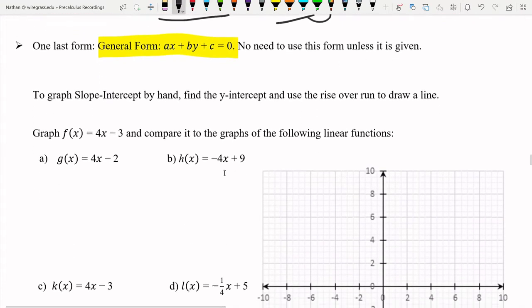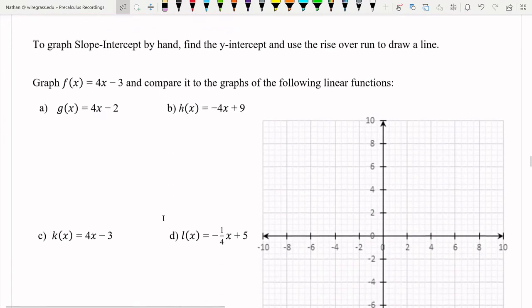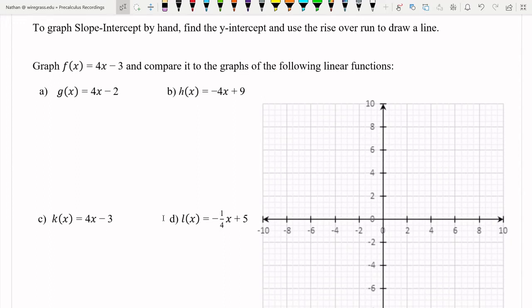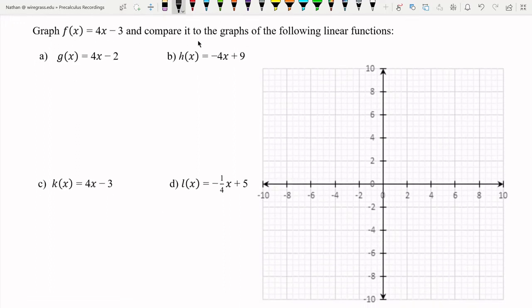Okay, the slope-intercept form, like I said, is one of the most useful, because not only does it have the most important information readily there, if you need to graph it by hand, which I don't know why you would need to, it's very, very easy to graph. So we're going to graph this first function here. f of x equals 4x minus 3. Very easy to graph. All we've got to do is find the y-intercept, which is at negative 3. That's going to be right here.